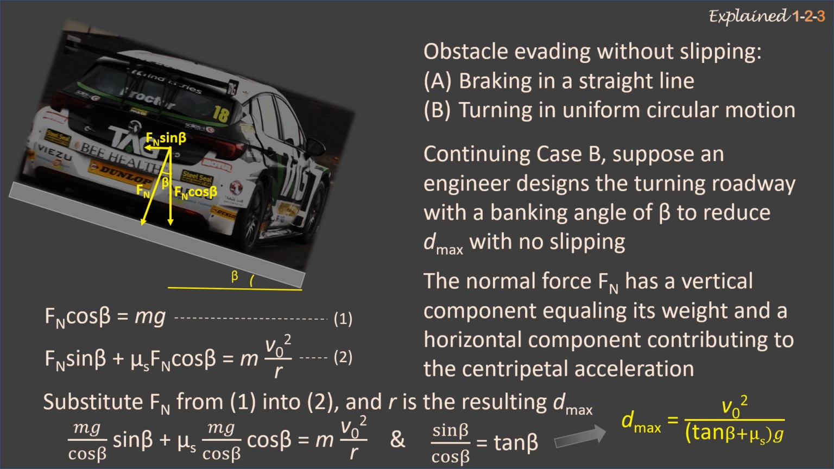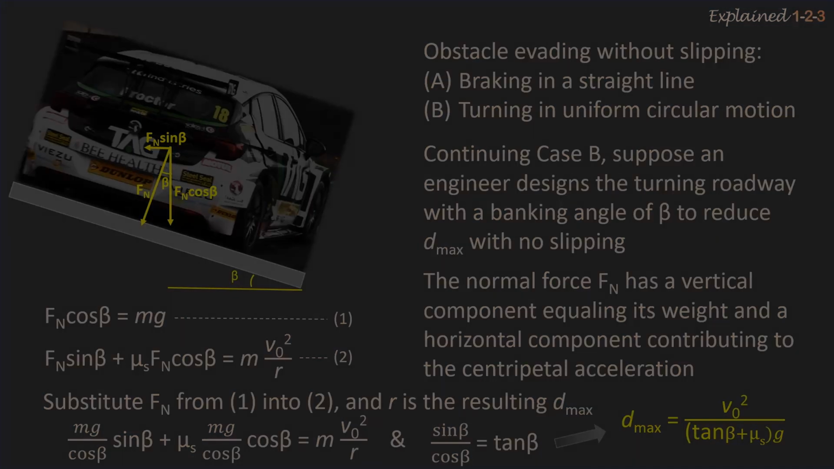Note that, if tangent beta equals mu_s, d_max of case B will equal d_max of case A. Further increase the banking angle beta, and case B's d_max can become smaller than case A's. However, it should also be pointed out that this simplified approximation is for small banking angle only. When beta increases significantly, other factors must be taken into consideration. Let's stop here for now.